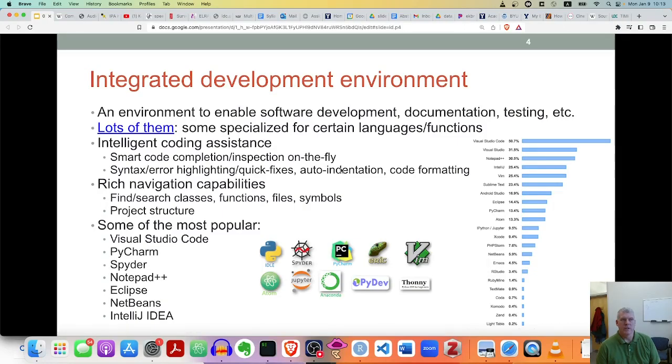And also there are rich navigation capabilities. You can search for functions and files and classes, which are a type of computer code. And you can look at a project structure if you have a big project with different files interacting with each other. Some of the most popular ones, Visual Studio Code is a popular one. PyCharm is one specialized for Python. Spyder, that third option there, is one specialized for kind of data science oriented Python code, and others. RStudio is, in my opinion, the best one for R if you're writing R code.